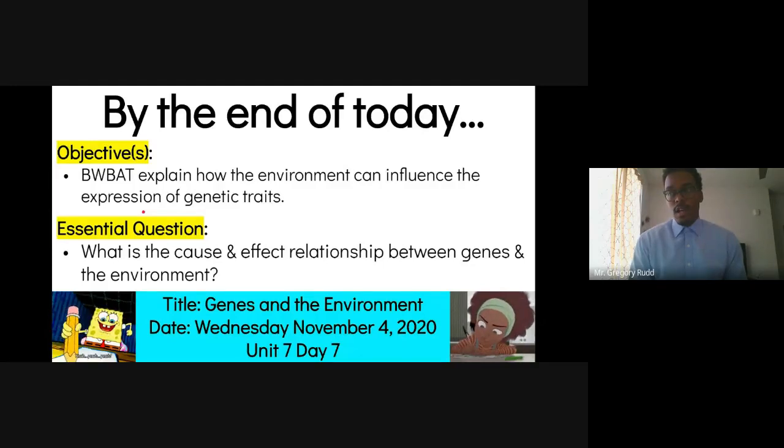The essential question that we seek to answer by the end of the lesson: what is the cause and effect relationship between genes and the environment?